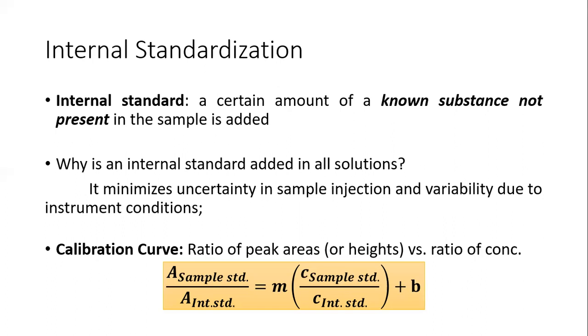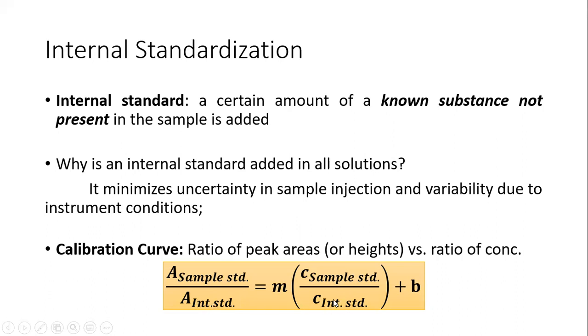So for a calibration curve that involves an internal standard, the calibration curve is a plot of the ratio of your peak areas or peak heights against the ratio of the concentrations. Okay? So on the Y value, you have the ratio of your peak area corresponding to the analyte or the sample standard, all over the peak area that corresponds to your internal standard.